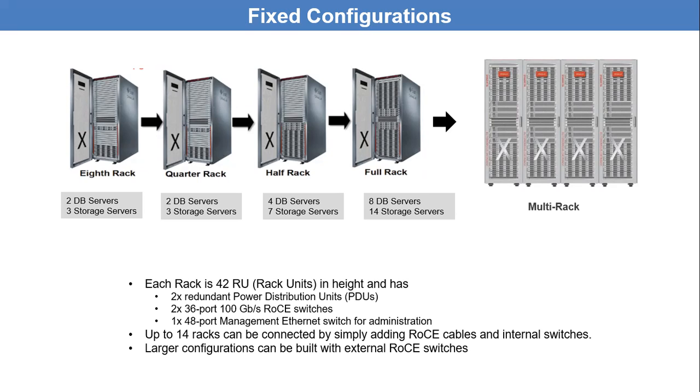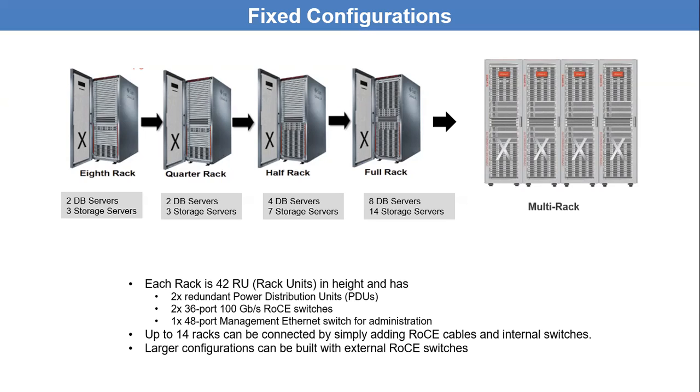Again, once a half rack is full, if you want to upgrade to full rack, Oracle will come and add 4 more database servers and 7 more storage servers to the same rack, making it a full rack configuration. Now, once a full rack is full, you cannot add more servers to the same rack because the maximum number of servers inside the rack is 22. Okay, so with full rack, you already had 22 servers. So later, you need to use a multi-rack configuration.